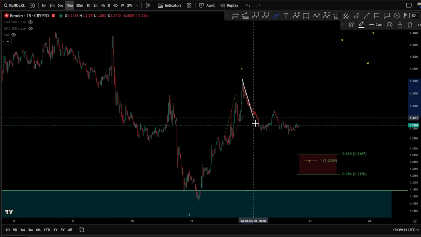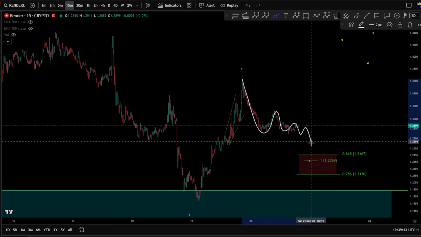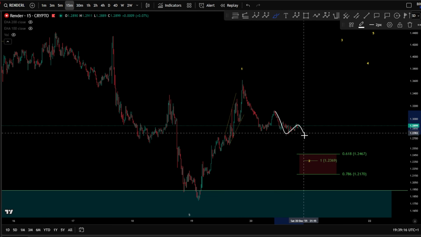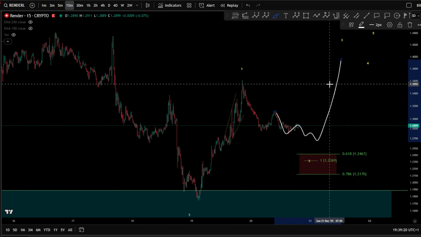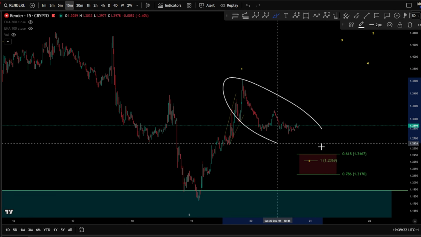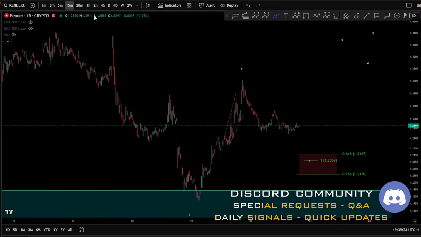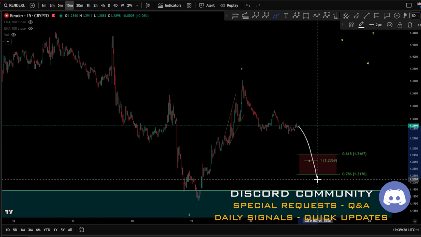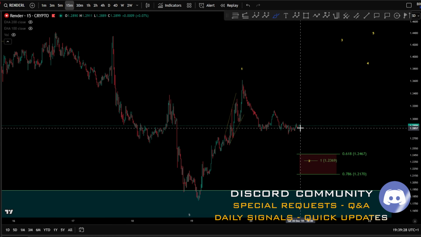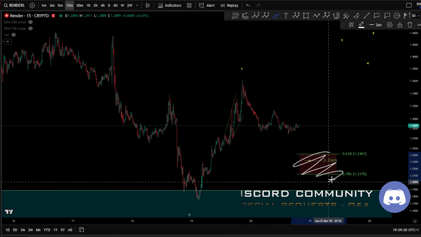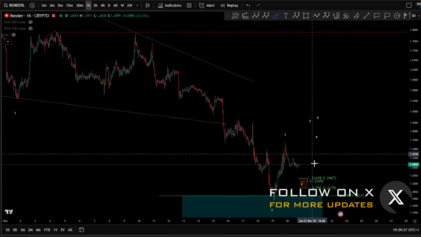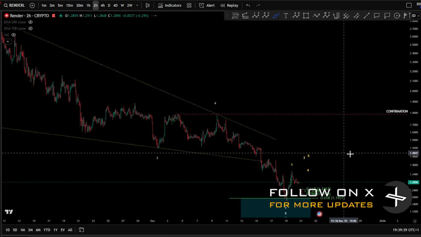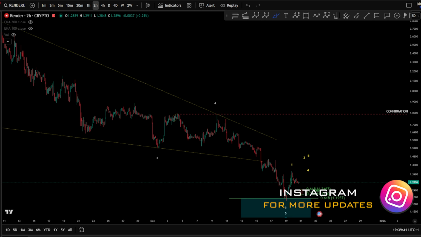Now, it can also be something different here, a WXY, or a short wave C in an ending diagonal and then pushing for higher. So also very likely, so be careful with it. Unless, of course, something is going to be very bearish, meaning breaking this area. If we are very bearish, we need to break this area, the 1-to-1 and the 0.786, and then dive deeper again into our blue box. Yep, so we'll see how this is going to unfold for Render.